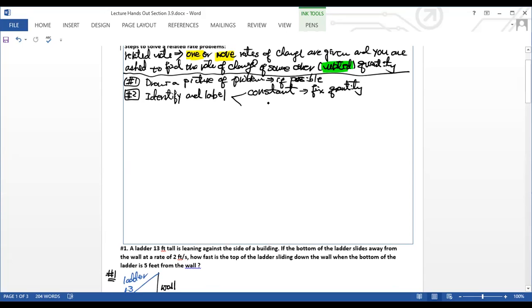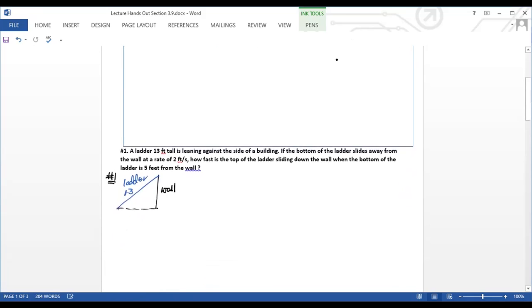And you want to identify the variables. Those are the quantities that change, and the rate of change of those variables may be given or not given. If it's not given, you want to find it. So we want to identify that.